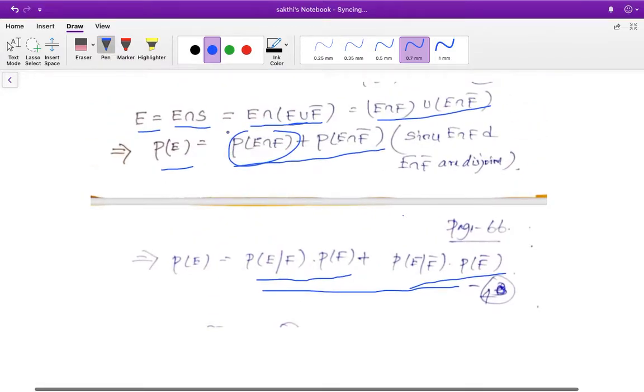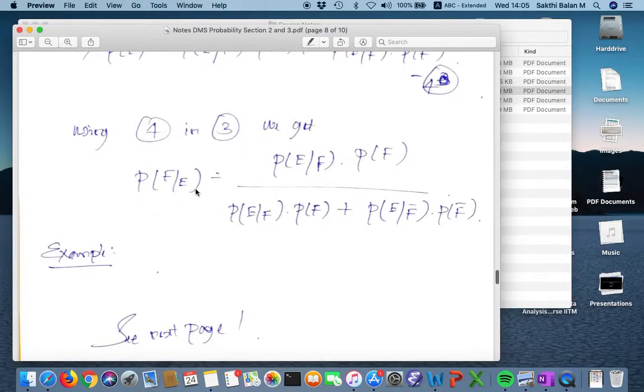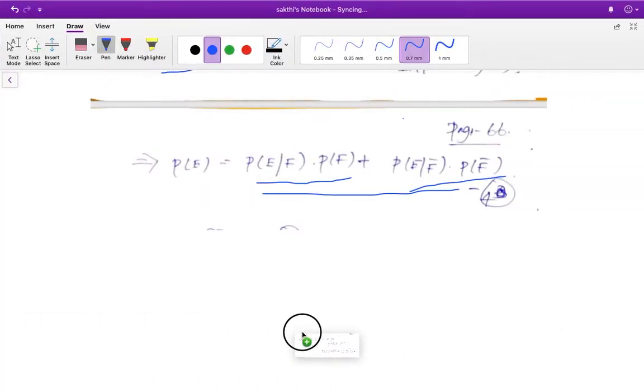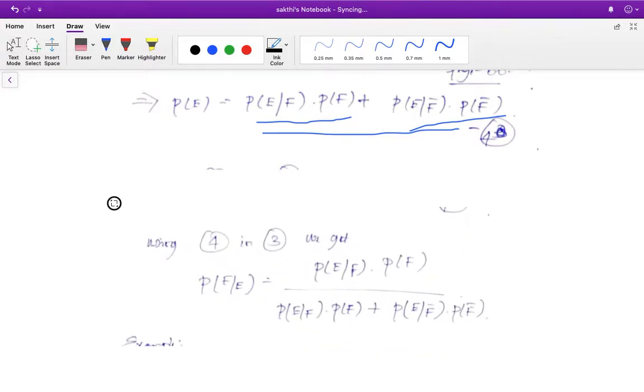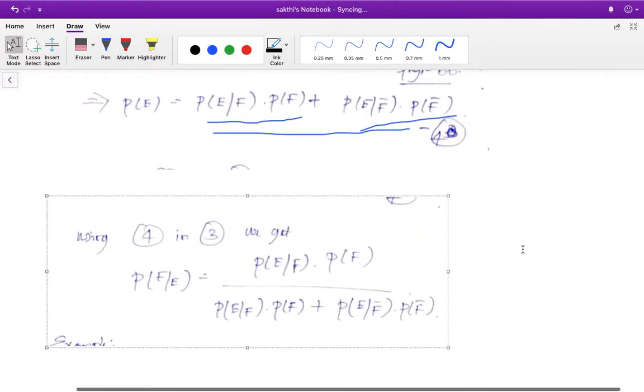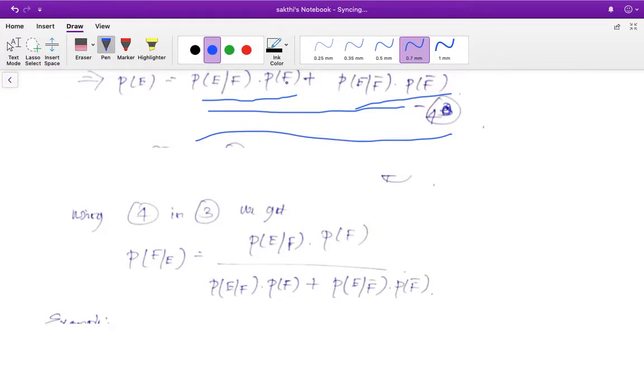So ultimately, what we have shown is that P of F given E is nothing but the value that the Bayes theorem says, and that is P of E given F multiplied by P of F divided by this value. What is this value? That's the value that we have shown, that P of E is equal to this value, right? So that's what we have written here. So we are able to derive it quite easily.